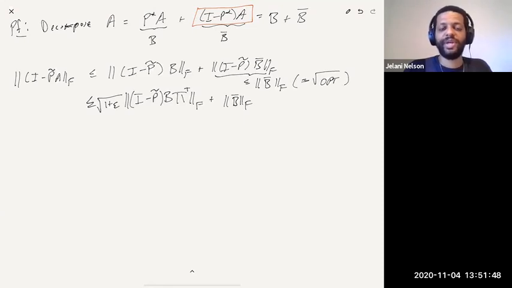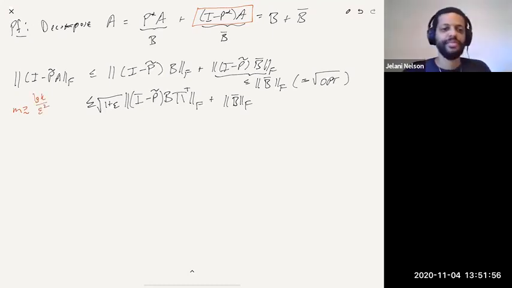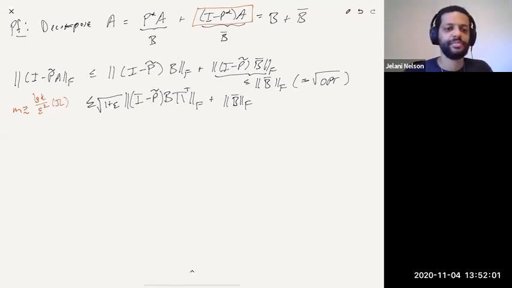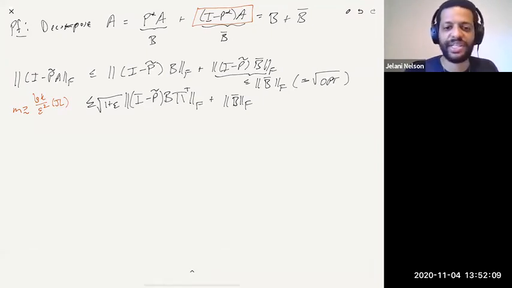Okay, and since B only has k distinct rows, this condition holds as long as m is at least something like log k over epsilon squared. This is just JL. Okay, so that's one condition. Does that make sense? That's one maybe sneaky observation that we're going to use.